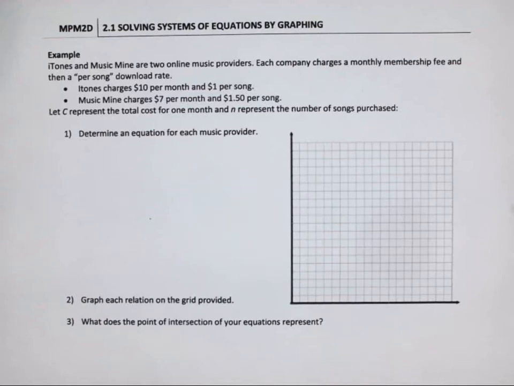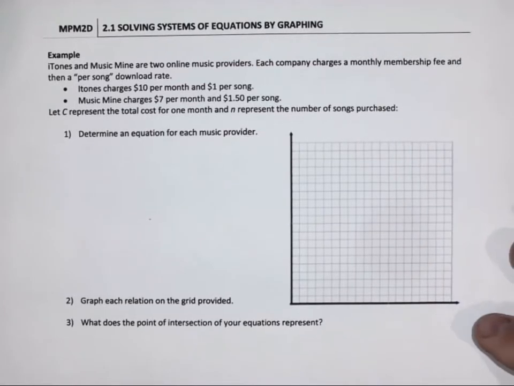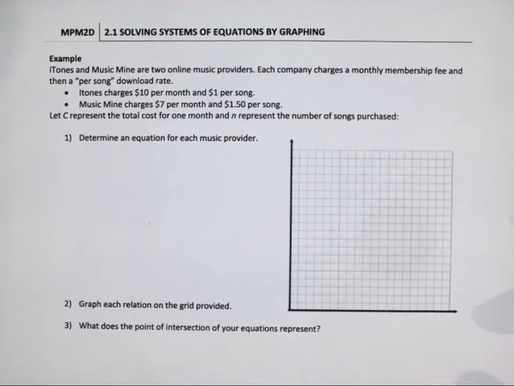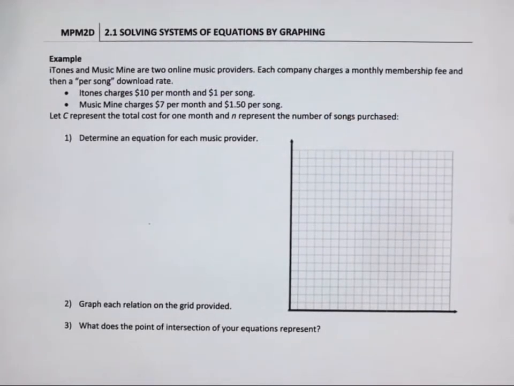Okay, here we go. Unit 2, Cycle 2, Solving Systems and Equations by Graphing. A skill that we would have finished with in grade 9. Let's see. So we have two different stores. iTunes and MusicMine are two online music providers. Each company charges a monthly membership fee and then a per song download rate.